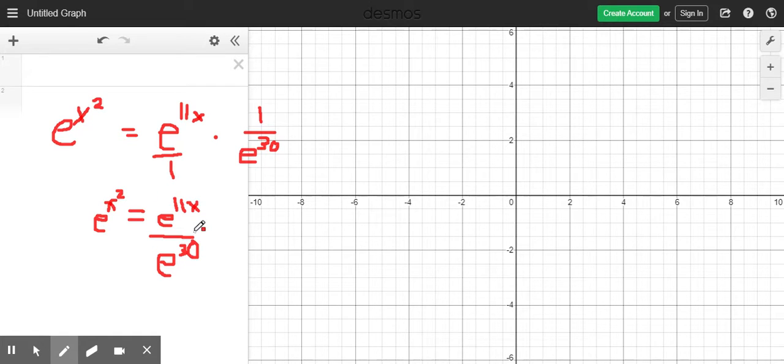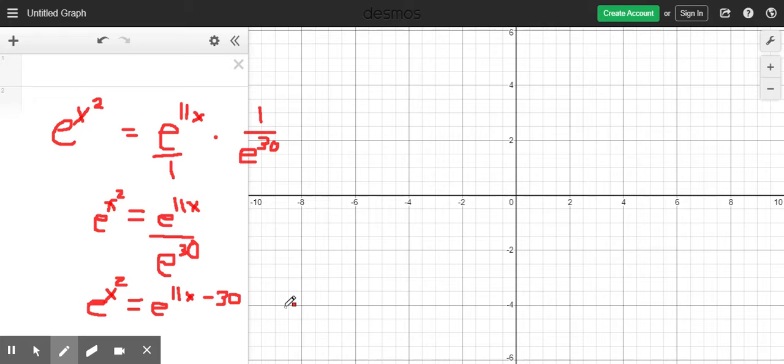Okay, now on the right-hand side, my base is the same, e to the 11x over e to the 30th. And so I can use my exponent rules and simply subtract those exponents. So this will simplify into e to the 11x minus 30. And that equals e raised to the x squared power.